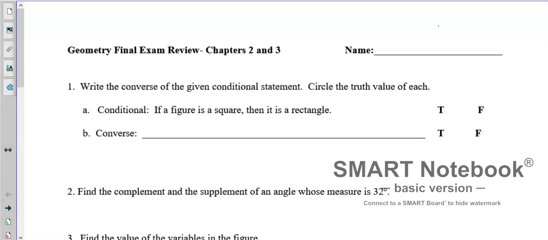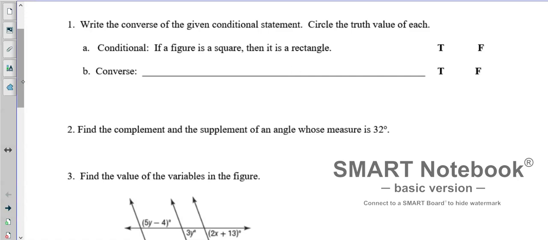All right, the review for chapters 2 and 3. Number 1, write the converse of the given conditional statement. Circle the truth value of each.